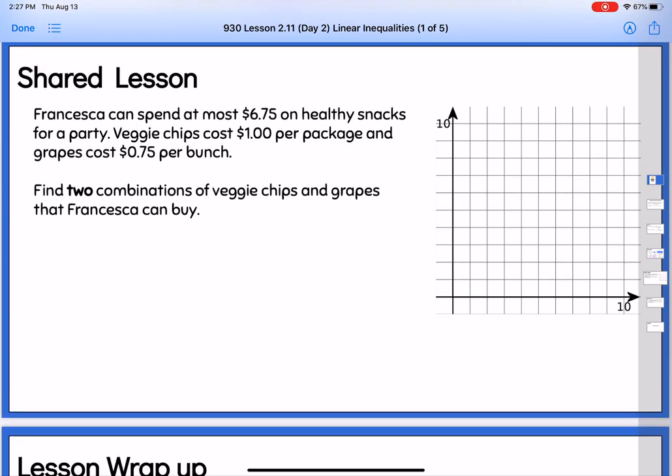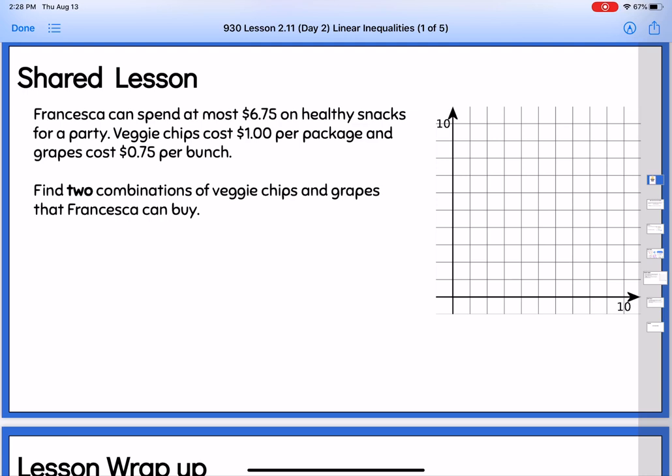So here we have Francesca, who can spend at most $6.75 on healthy snacks for a party. Veggie chips cost $1 per package, and grapes cost 75 cents per bunch. Find 2 combinations of veggie chips and grapes that Francesca can buy.